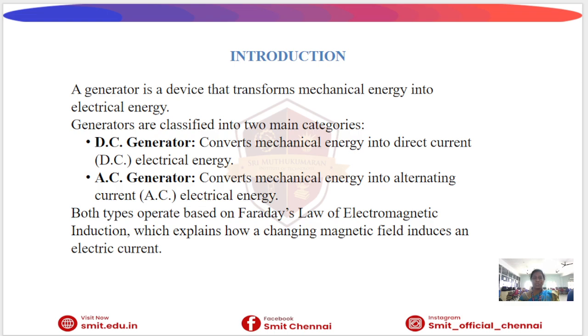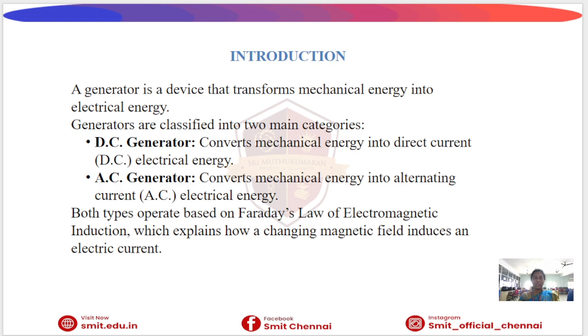So what is meant by a generator? A generator is an electrical machine that converts mechanical energy into electrical energy. The mechanical energy can be obtained from turbines, that is engines, water flow, or wind. Generators are mainly classified into two types, DC generator and AC generator. A DC generator converts mechanical energy into direct current electrical energy, and the AC generator, also called the alternator, converts mechanical energy into alternating current electrical energy.